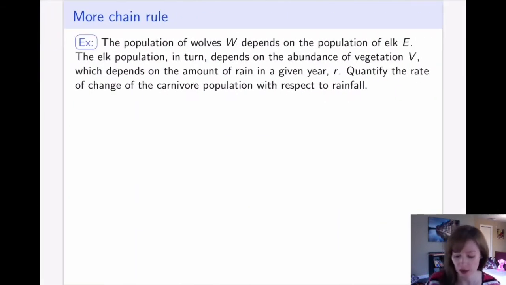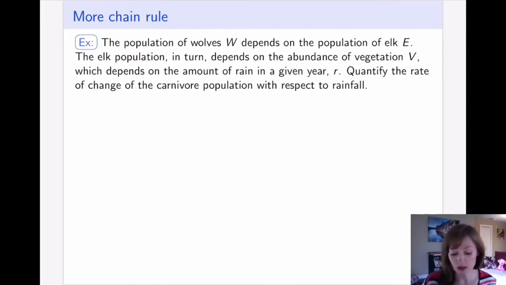So let's take a look at the first one. The population of wolves depends on the population of elk. The elk population, in turn, depends on the abundance of vegetation, which in its own turn depends on the amount of rain of any given year. So you see how this chain of events or chain of dependency is built through the natural cycle of life.